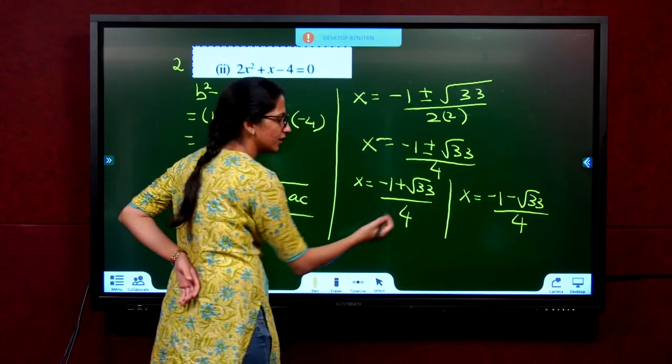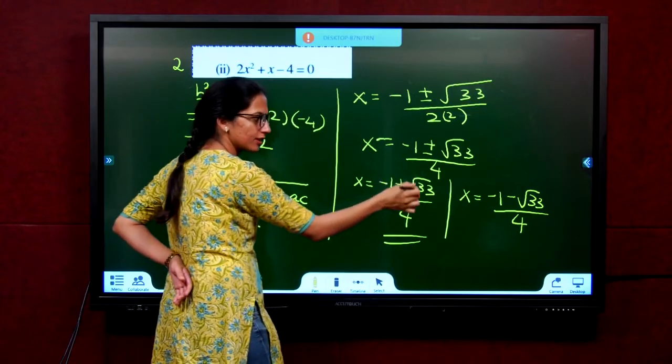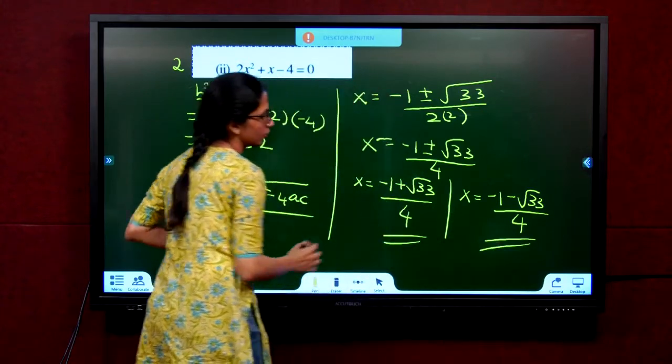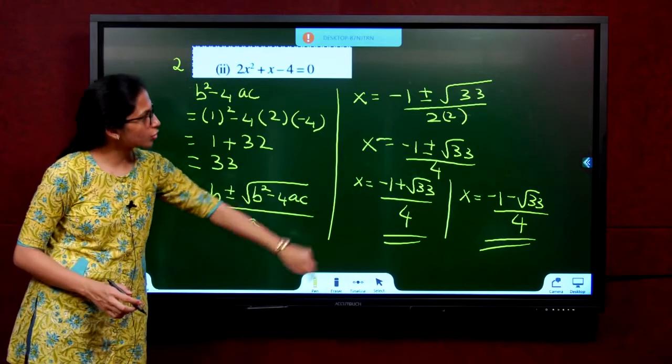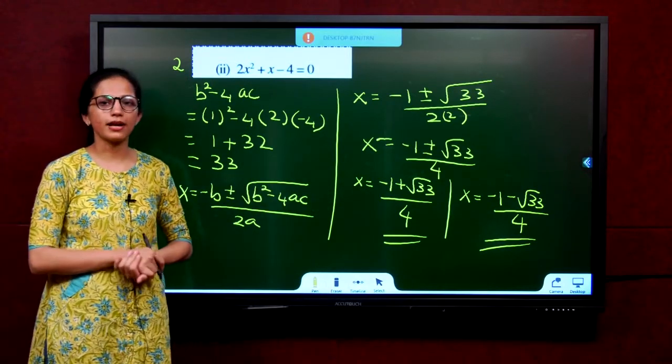Can I simplify further? No, there is one non-root number and there is one root number, which is why you leave your solution as it is. Those two are the roots of the quadratic equation.